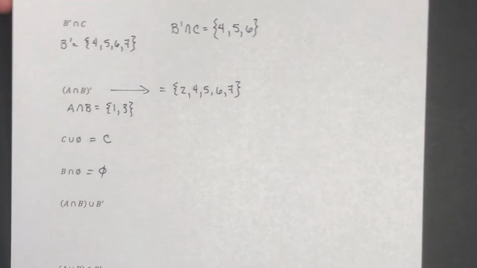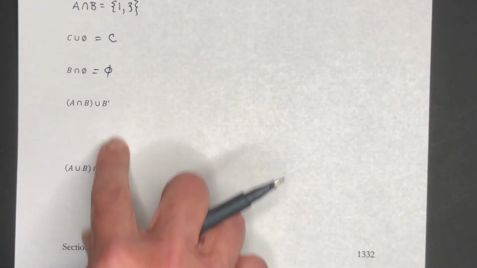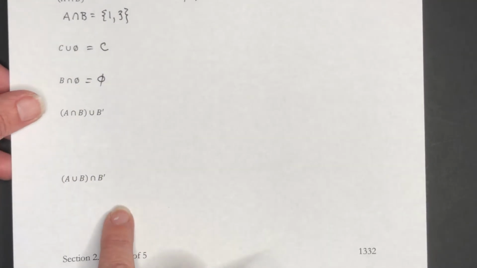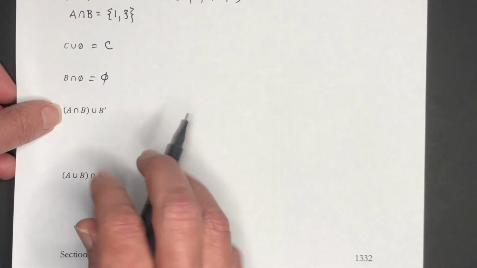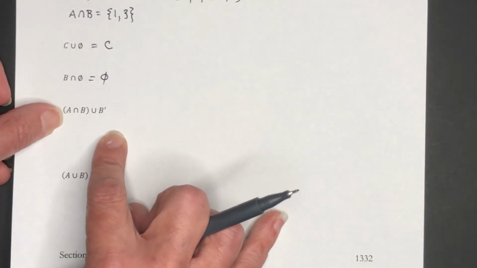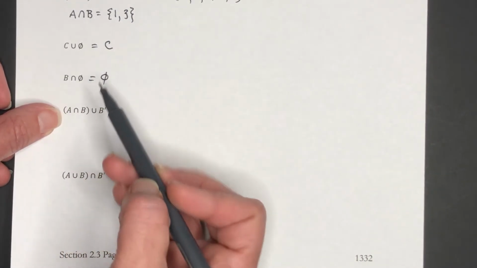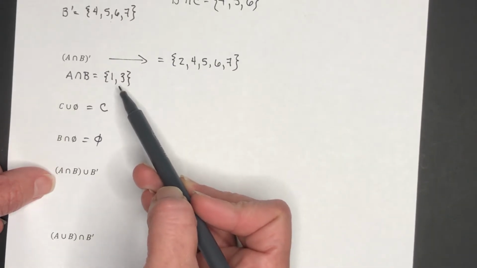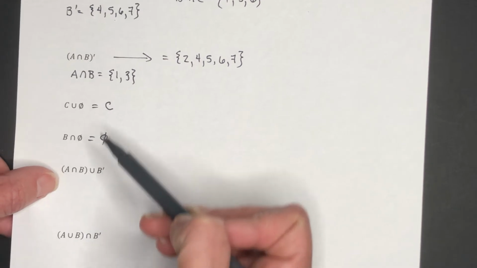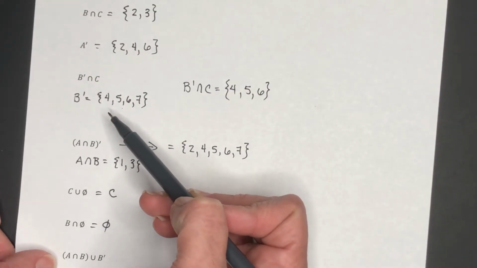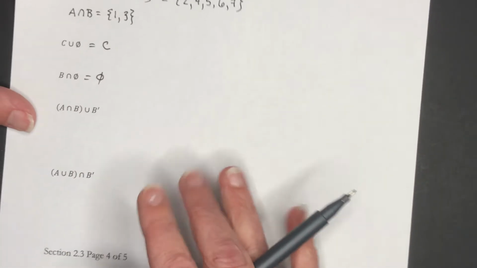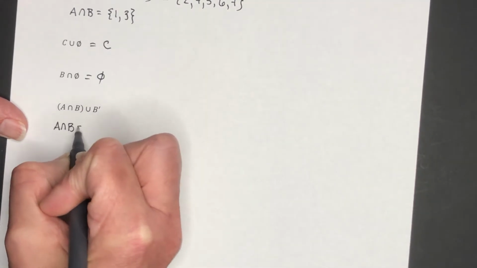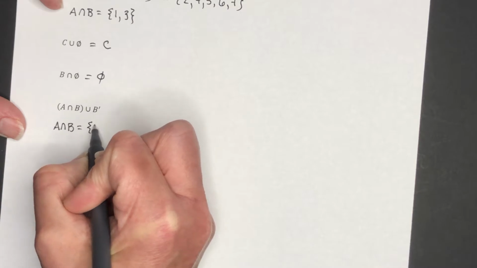So now let's do these last little bits here. I realize I cannot get all of this on the screen at the same time, so I'm going to build this up in pieces. Well, no, I guess I don't need to. We've figured out A intersected B. We have that information right here. We figured out B prime. We did it right here. So my pieces, just pulling from the problems we've already done, A intersected with B is 1 and 3.